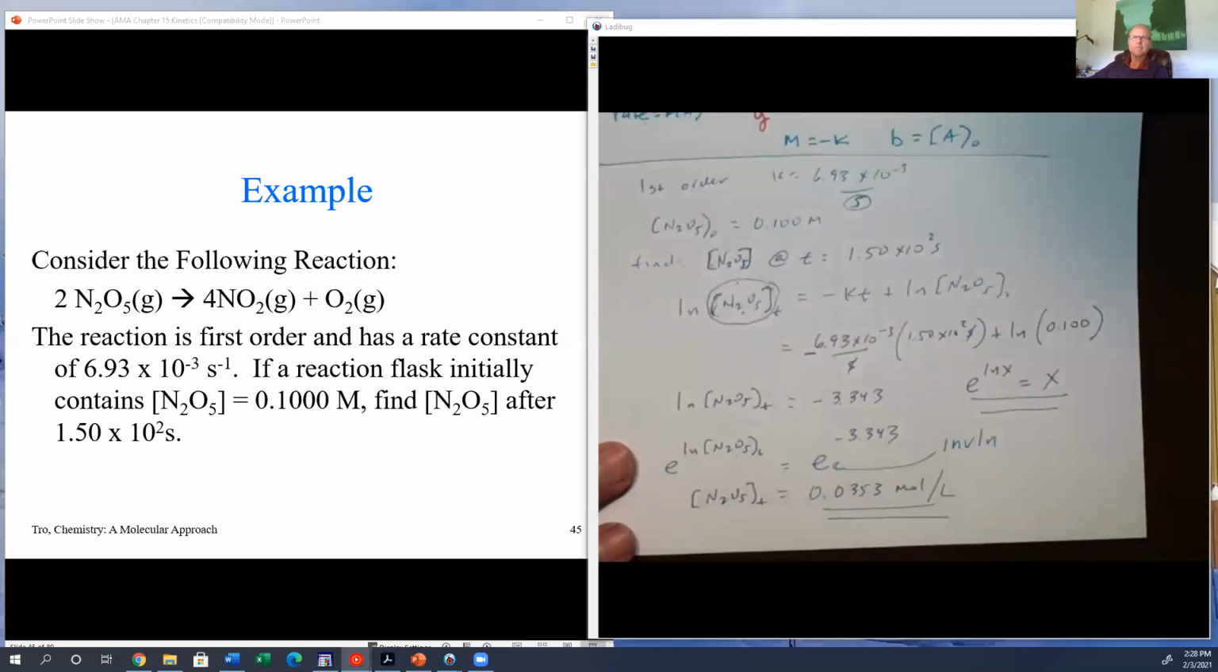Yeah, Abe. So when it comes to zero, first and second order, all those are calculated experimentally, right? Correct. You figure out the order of a reaction from doing an experiment. Yep, absolutely.